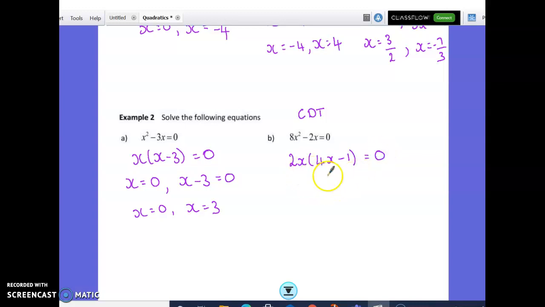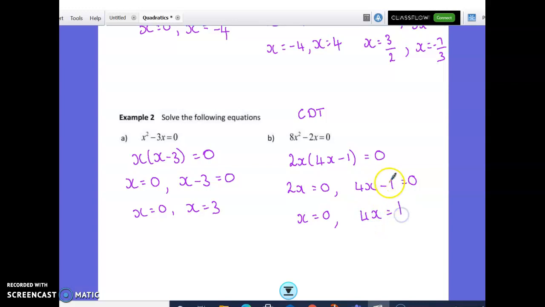I've now got it written as something times something equals 0, so I can separate it out. So I get 2x equals 0 and 4x minus 1 equals 0. 2x is 0. We're now following that same principle as before. You've got 2 times something is 0, so the something must be the 0.